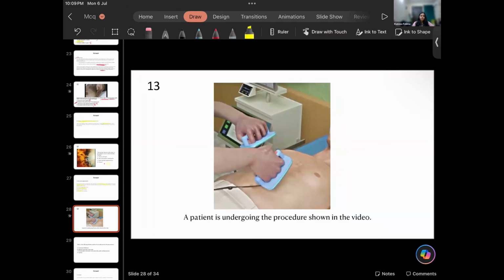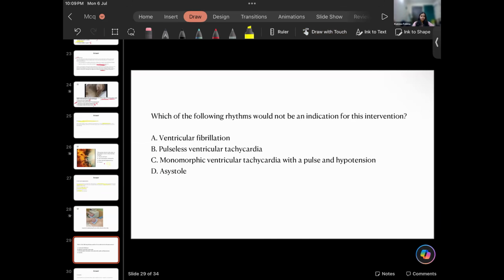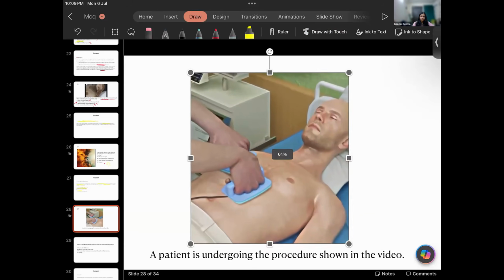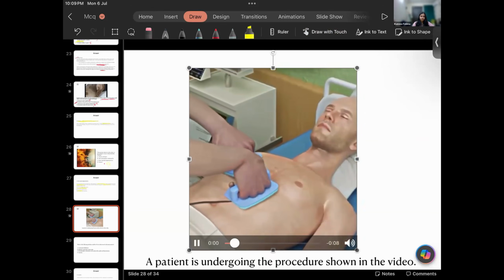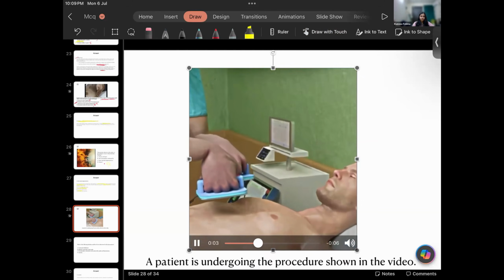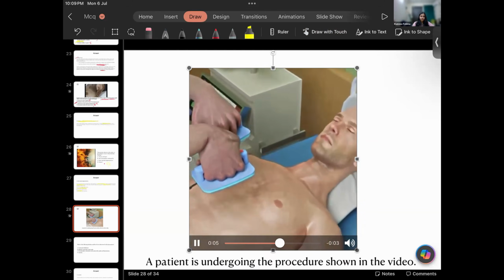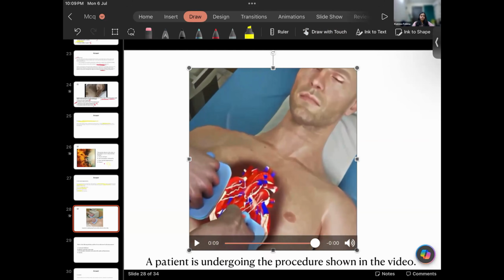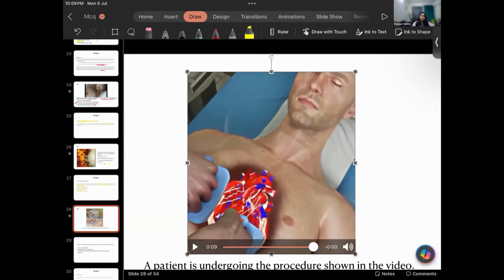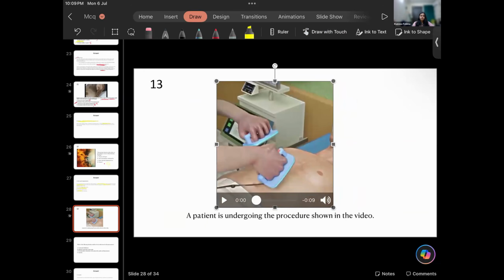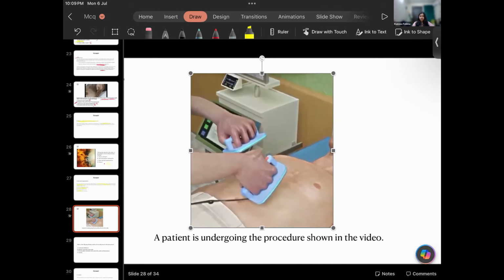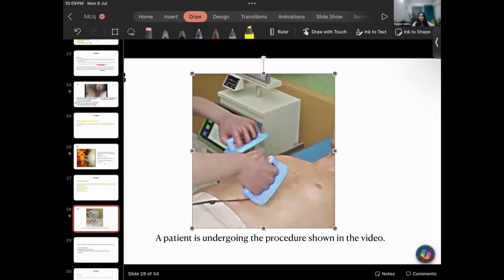We move on to our next question. The patient is undergoing the procedure shown in the video. Which of the following rhythms would not be an indication for this intervention? So what is the procedure being shown? We all have seen this scene in various movies. So this is basically a defibrillator which is performed, or in layman terms, we say that shock is being applied.